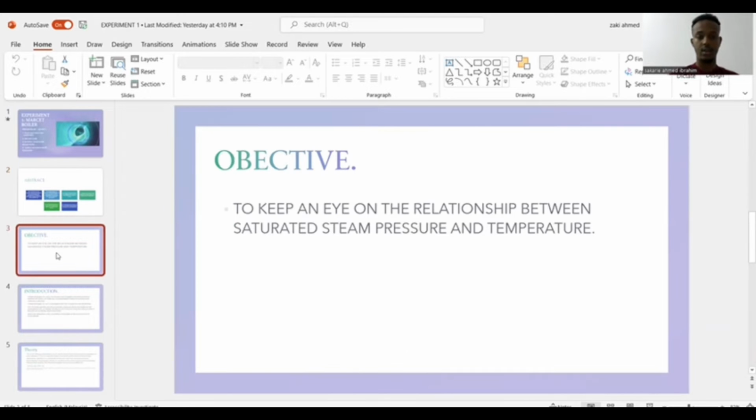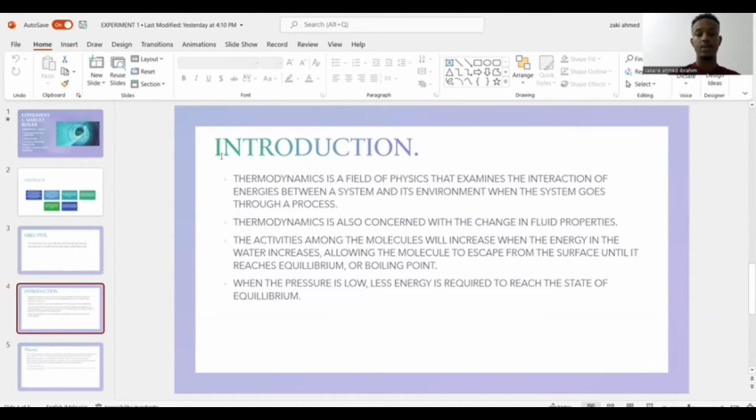The objective of Experiment 1, the MARCET boiler, is to observe the relationship between saturated steam pressure and temperature. In the introduction, in thermodynamics, thermodynamics is a field of physics that examines the interaction of energies between a system and its environment. When the system goes through a process, thermodynamics is also concerned with the change in fluid properties.